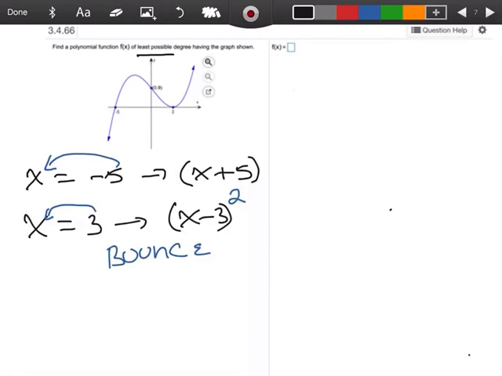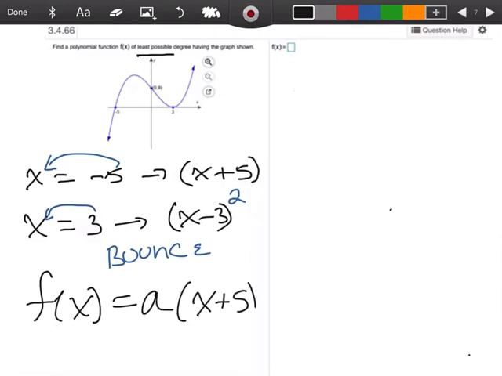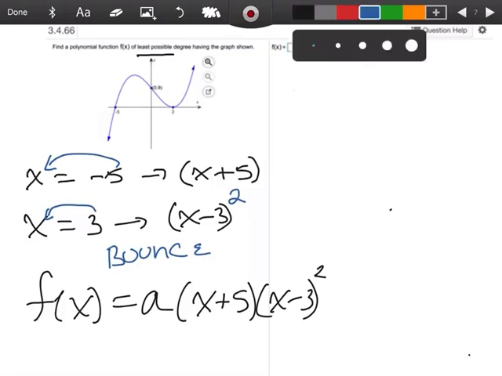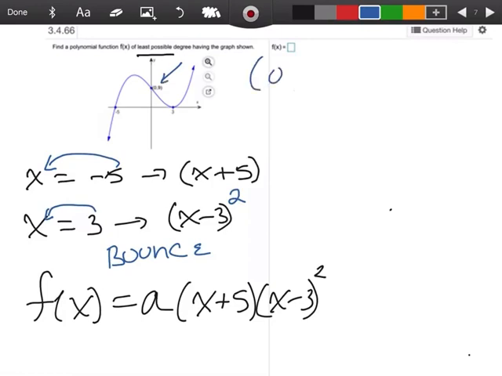All right, so now I'm going to go ahead and start writing out my function, f of x. Now we're going to have some kind of a leading coefficient a, x plus 5, and then x minus 3 all squared. And we also have another point on that graph. We know we have another point here at (0, 9). So remember what that means. When we have the point (0, 9), this is my x, this is my y, but remember y and f of x really are the same thing.